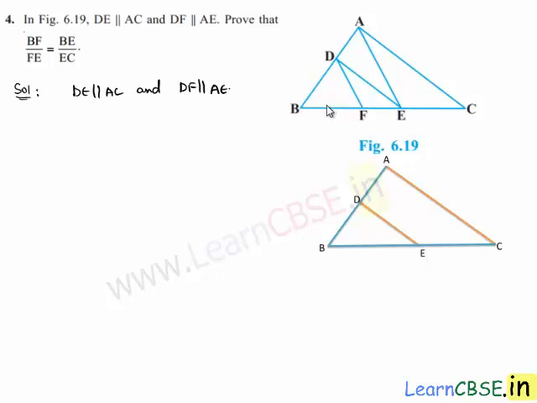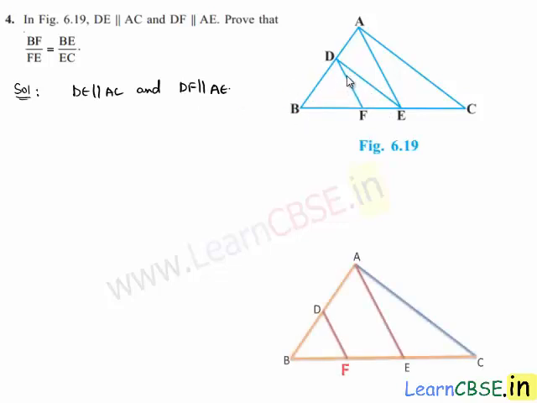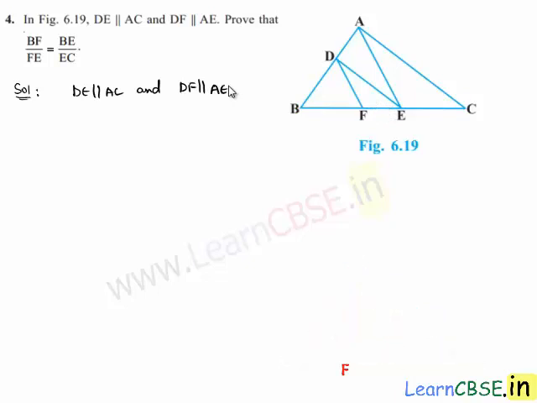And similarly, if we consider the triangle ABE and knowing that DF is parallel to AE, and by applying the basic proportionality theorem, we get the ratio in terms of AD by DB is equal to DF by FE. On equating this, we get a relation between DF, FE, DE and EC.